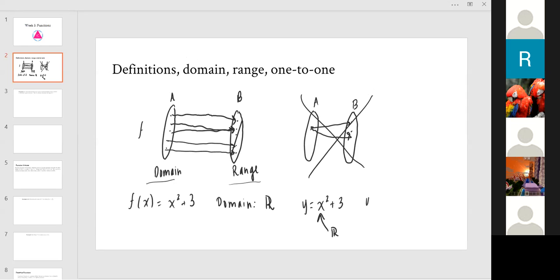We can only get y greater than or equal to 3 because let's say we have y is equal to 2. Then we have this is x squared plus 3 for some x. We get x squared is equal to -1, which is not possible for real x. So that's why we get y is greater than or equal to 3 in the range, because we have x squared is greater than or equal to 0 for all x in real numbers.